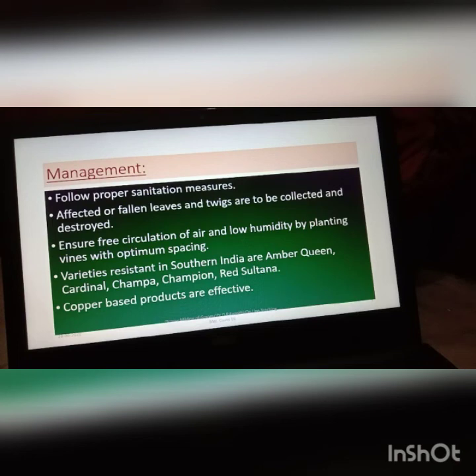There are some varieties in South India which are found to be resistant, namely Amber Queen, Cardinal, Champa, Champion, and Red Sultana. Copper-based products are effective, but for choosing fungicides we have to be very selective, and only the fungicides recommended by the government should be used.